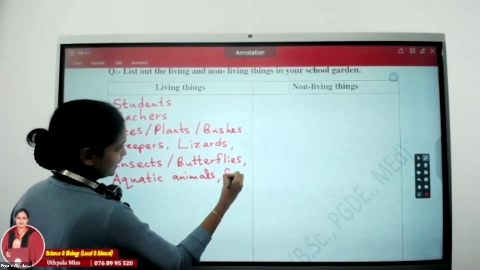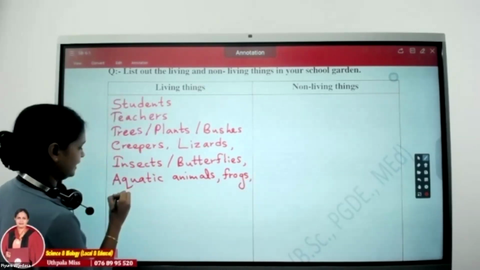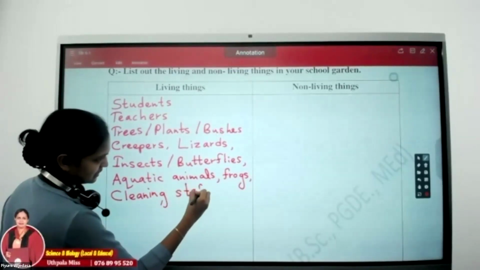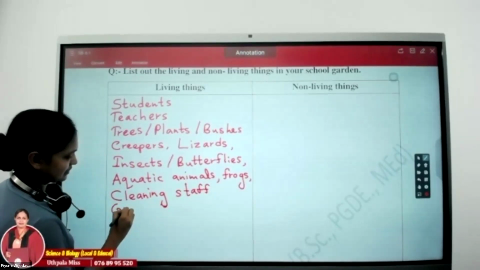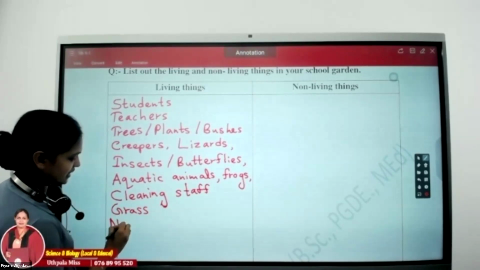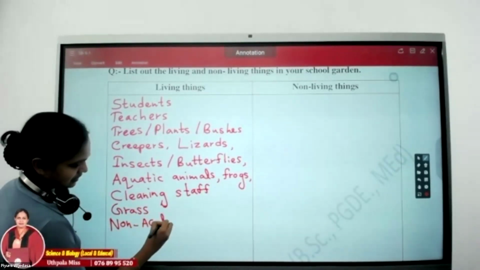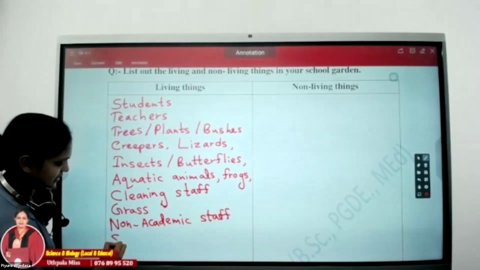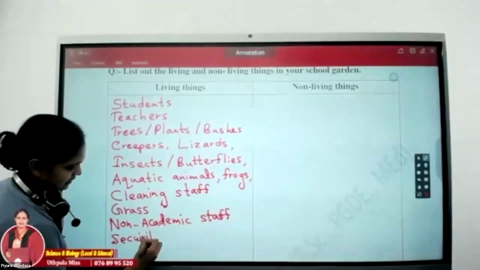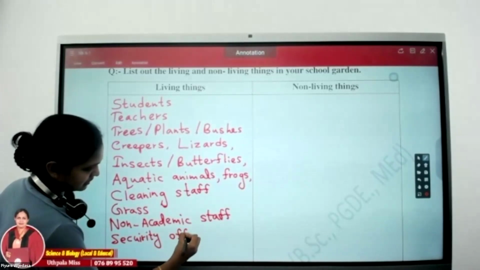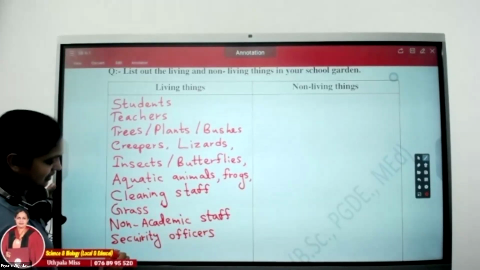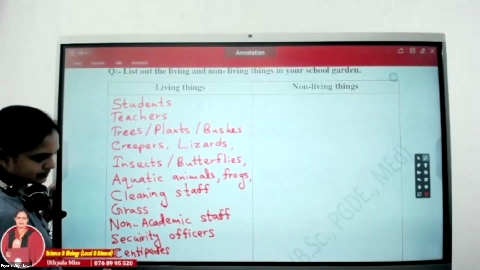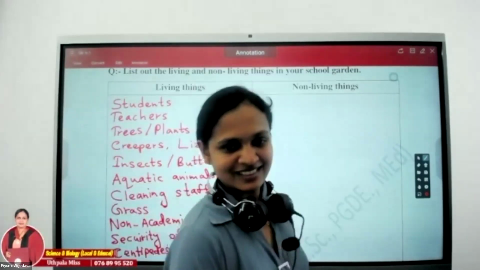Cleaning people. Grass. Centipedes. And millipedes. Then you can say security officers. Right, you have written centipede. Librarian. Excuse me, teacher.